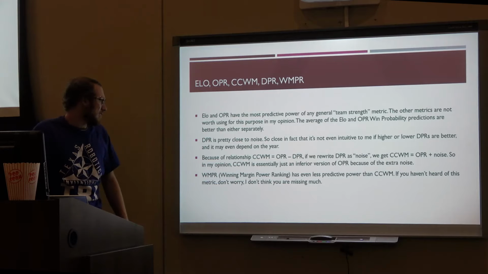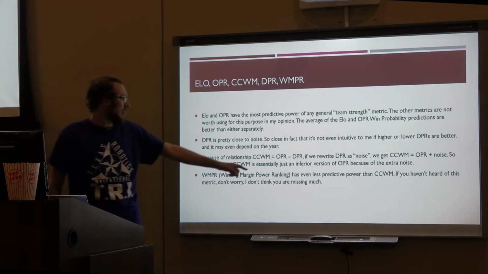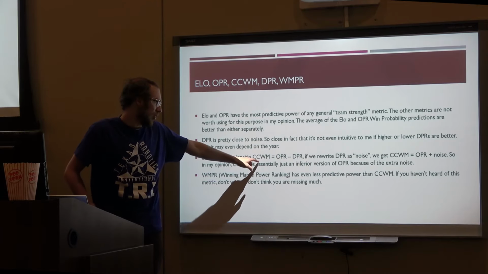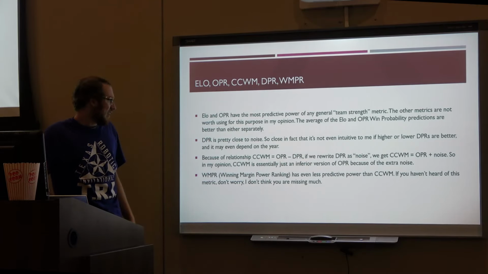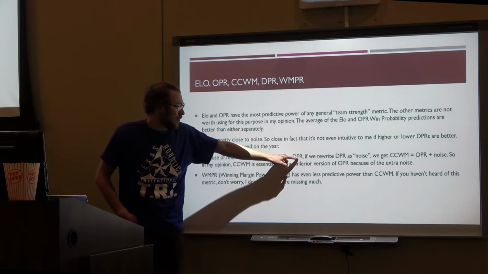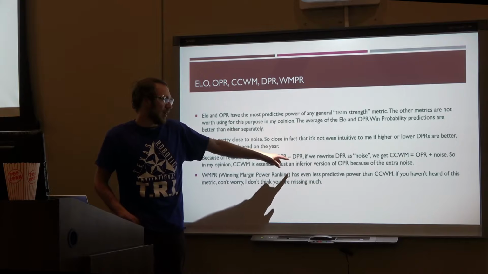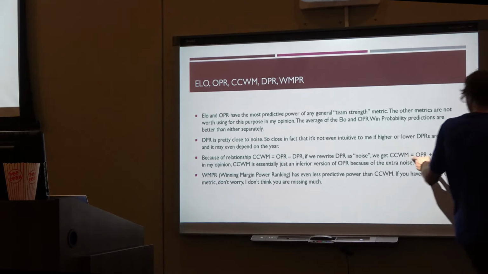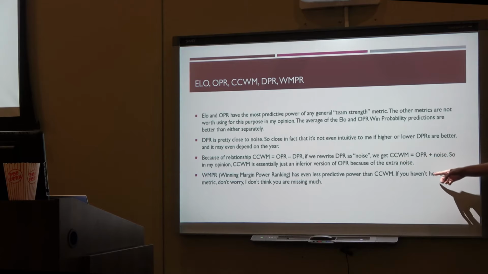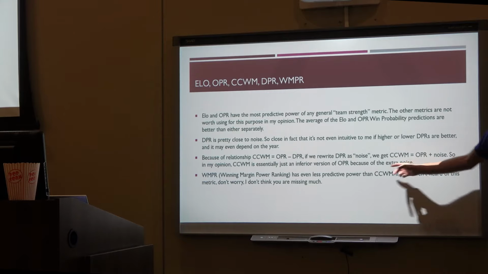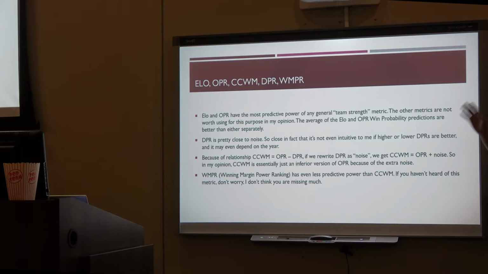If you remember from my last presentation, there's a linear relationship between calculated contribution to the winning margin and OPR and DPR. And because we have that relationship, if DPR is just noise, we can rewrite this equation as CCWM is just OPR plus some amount of noise, which in my opinion makes CCWM basically just a worse version of OPR, because it's got all of the information OPR has, plus just randomness thrown in there. So I don't really like CCWM very much.